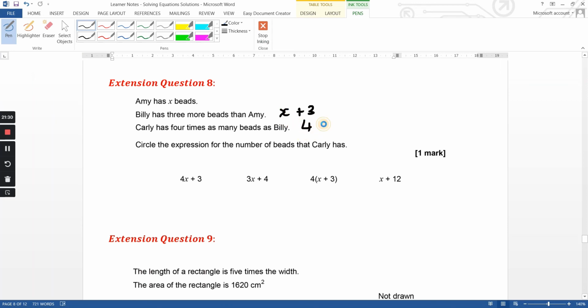So that'll be 4 lots of that. Oh, I can see it straight away. It's that one. Yep, and you're done.